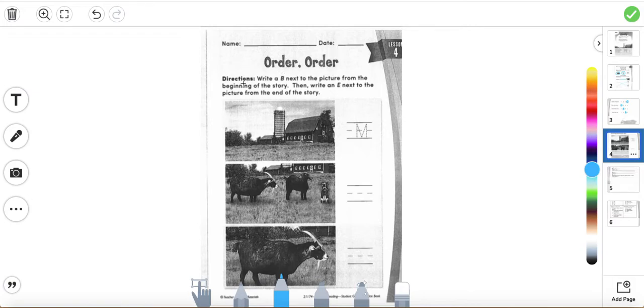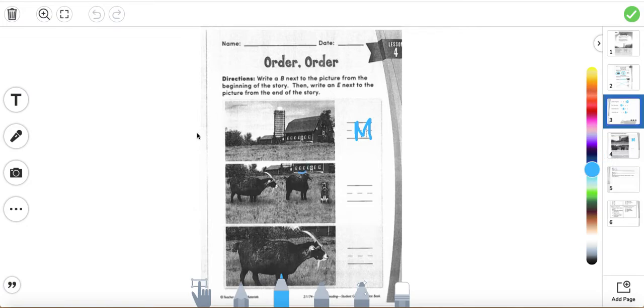Order. Directions. Write a B next to the picture from the beginning of the story. Then write an E next to the picture from the end of the story. So we see this picture here has an M already. You can go ahead and trace it. The M means middle of story. So we want to know what happened in the beginning of the story.